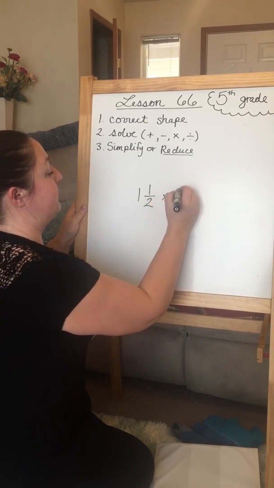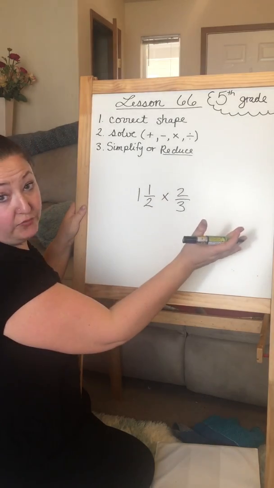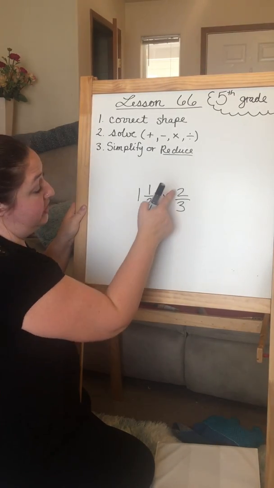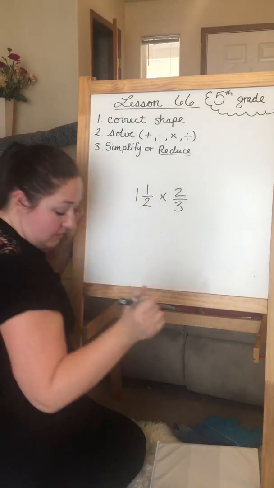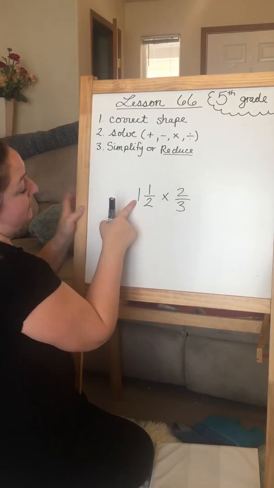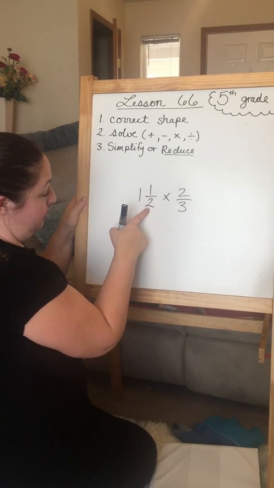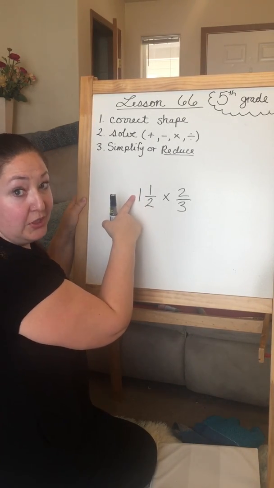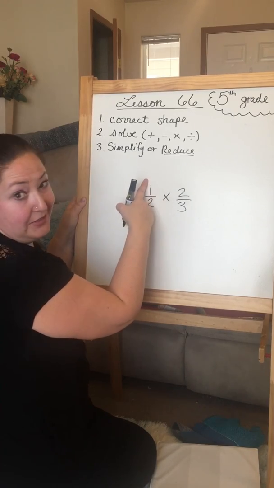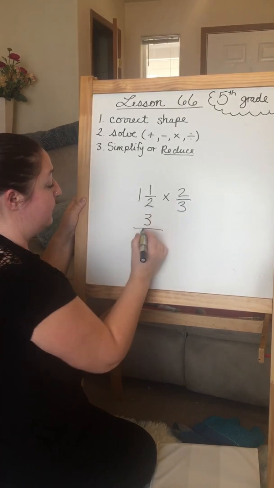times 2/3. So 2/3 we don't have to mess with because it's already in fraction form. And it's not an improper fraction, it's a good fraction. The smaller part's on top. So what is this? How do I change this into an improper fraction? 2 times 1 is 2. 2 plus 1 is 3. 3, we keep the denominator, which is 2.